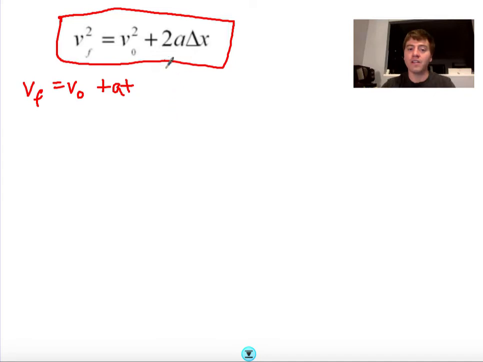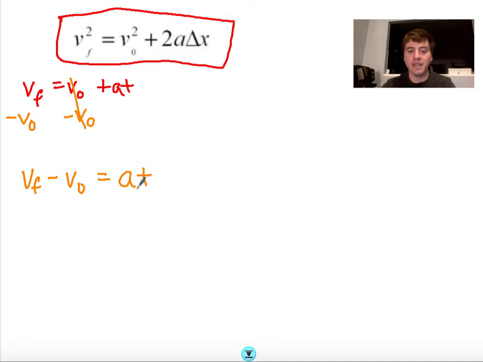So what we're going to do is solve this for t so that we can plug it into another equation that we know, and then solve it so that t no longer exists in the equation. So to solve this for t, I first have to get rid of the initial velocity on this side. That's now 0. We have the final velocity minus the initial velocity is now a times t.